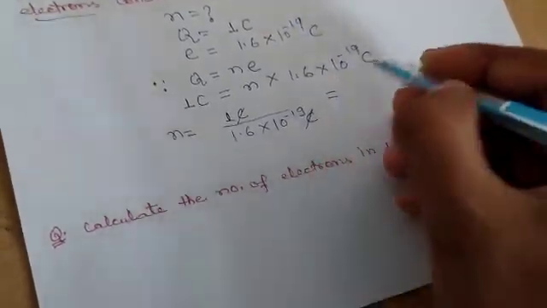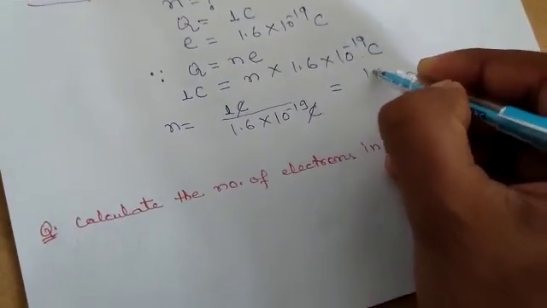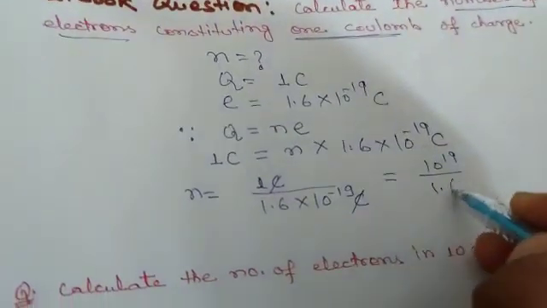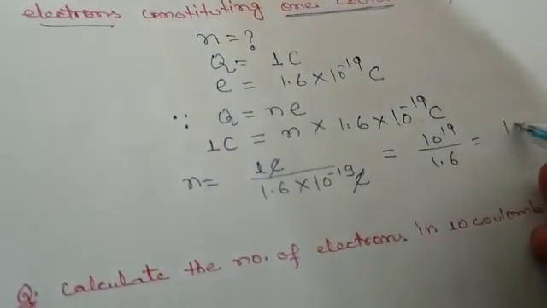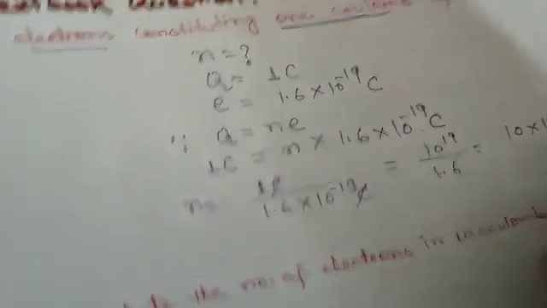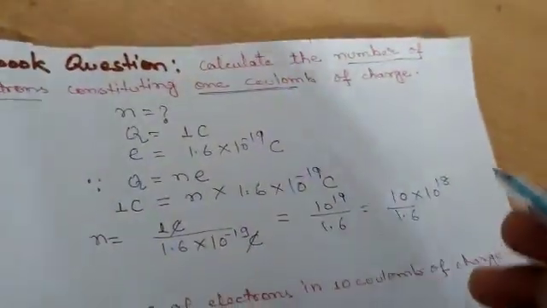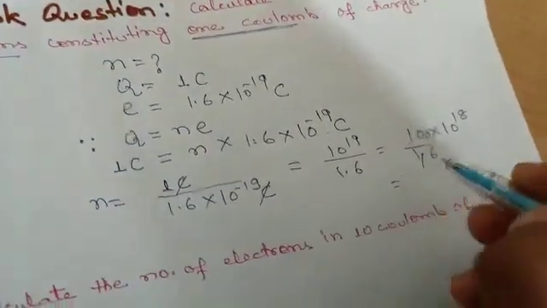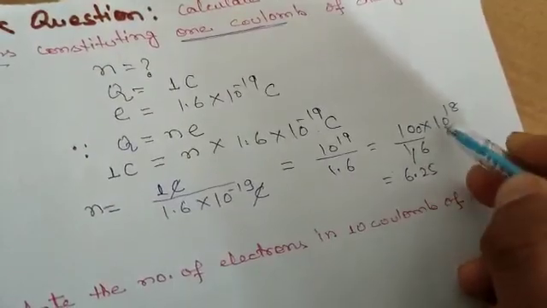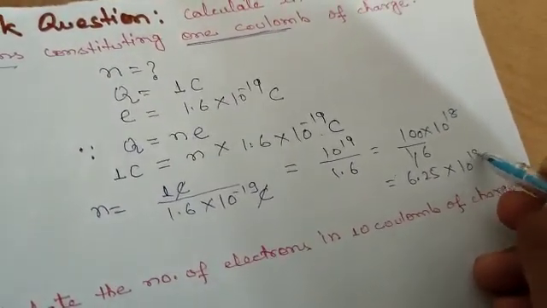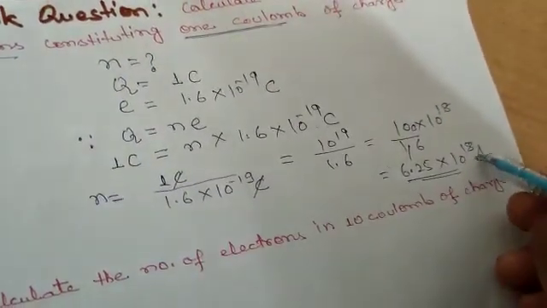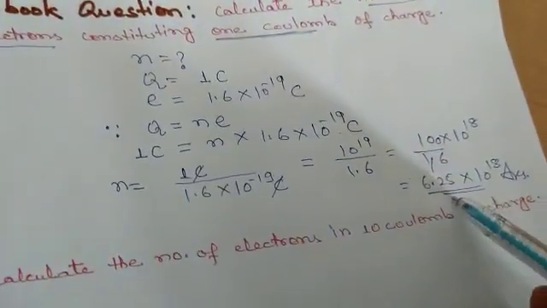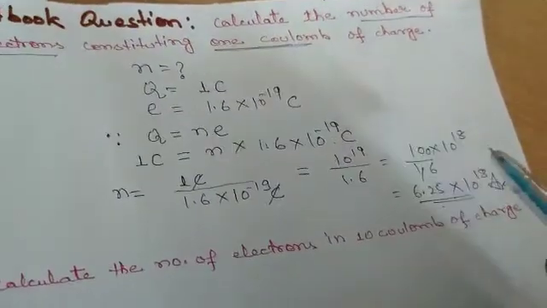When we take this to the numerator, the sign of the power changes, so it becomes 10 to the power plus 19 divided by 1.6. Now we can write it as 10 multiplied by 10 to the power 18 divided by 1.6. If you drop the point here, a zero goes up, and when you divide 100 by 16 you get 6.25, multiplied by 10 to the power 18, and this is your answer. So we can say that 1 coulomb charge consists of 6.25 multiplied by 10 to the power 18 electrons.